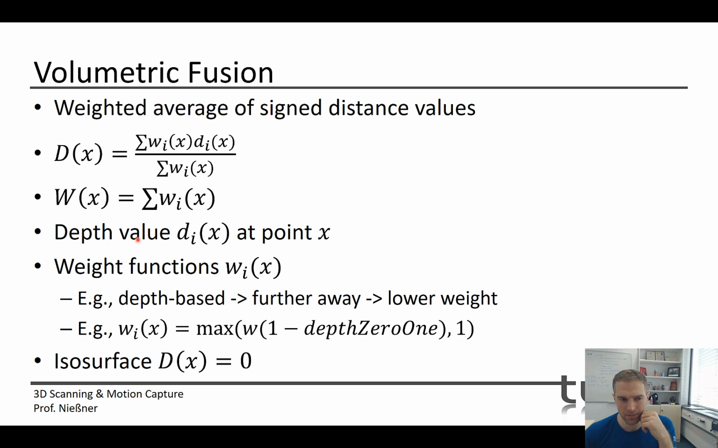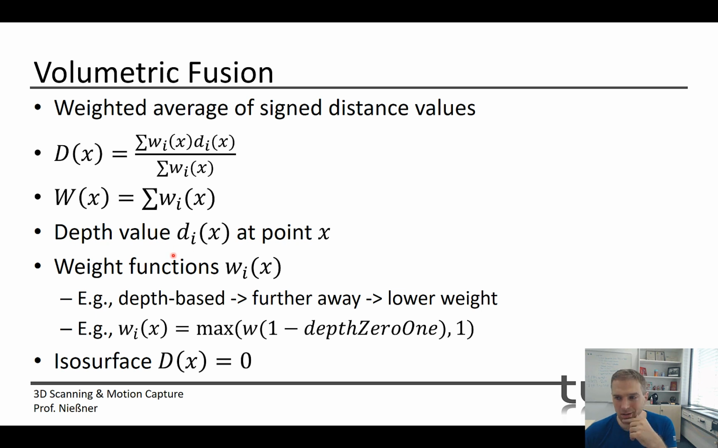So D is the depth value d_i at x, but it's actually this depth value is relative to the voxel center, right? So this is the depth value minus the voxel center. This is the current value at that voxel. This is actually not the depth value in the depth map, but it's the value from the depth map minus the voxel value, okay?